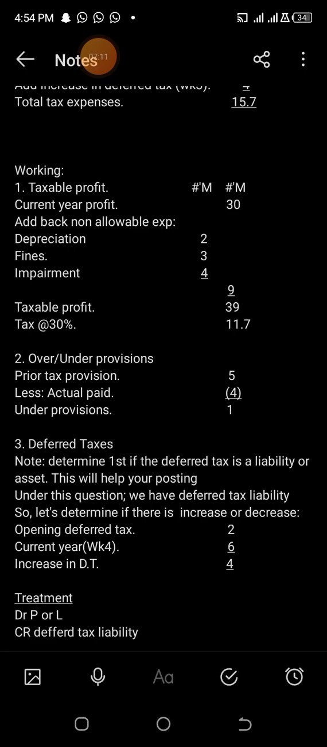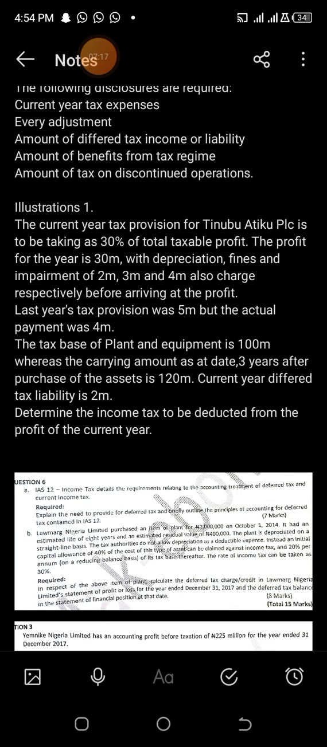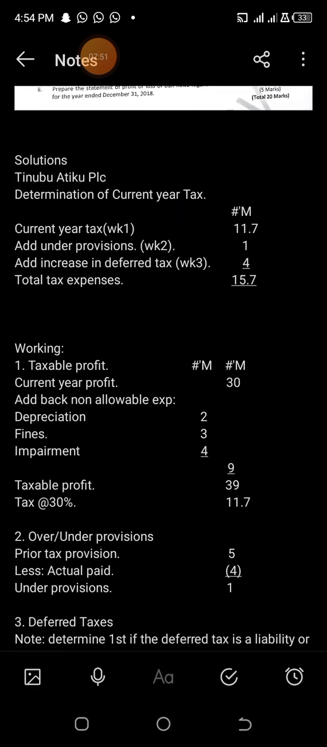Then we need to less the actual that was paid, which is 4. Let's go back to the question. Look at it. They said last year tax provision was 5 million, but the actual that was paid is 4 million. Okay, look at it this way. So 5 minus 4 will give you 1, meaning there was over provision of 1 million.